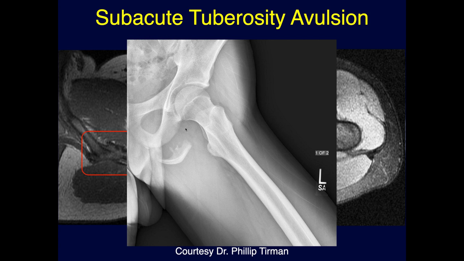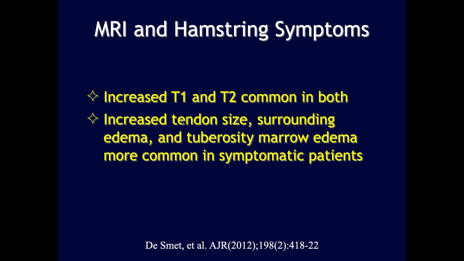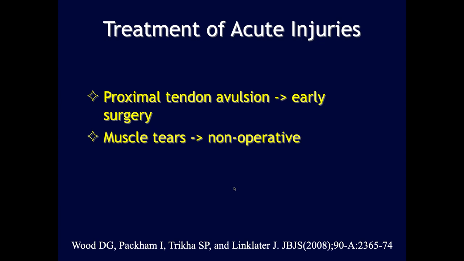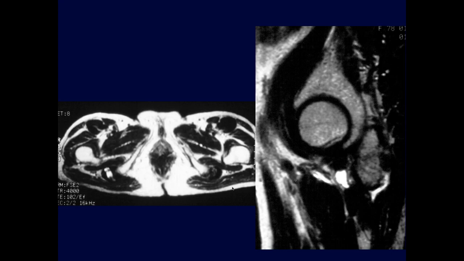Oh, that's not great. So if you get these traction changes within the inferior pubic ramus and you just keep playing, it's a trabecular bone injury that will continue to weaken the trabecula, and you can get a displaced avulsion fracture like we see there. Typically in these areas, if it's kids, it'll be the bone. If it's not kids, it'll typically be the tendon. You can see increased signal intensity of the tendon, surrounding edema, and edema within the bones. If you have proximal tendon avulsion, people recommend early surgery. If you have muscle tears, it's non-operative, as we've talked about before.